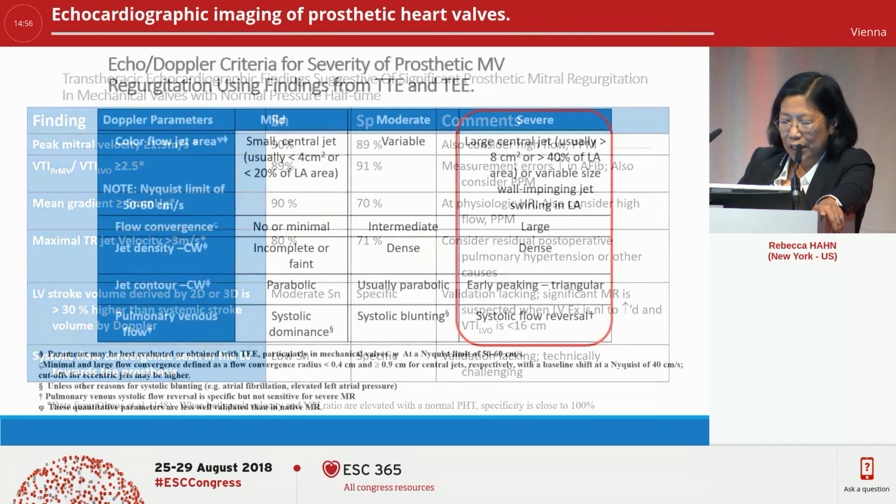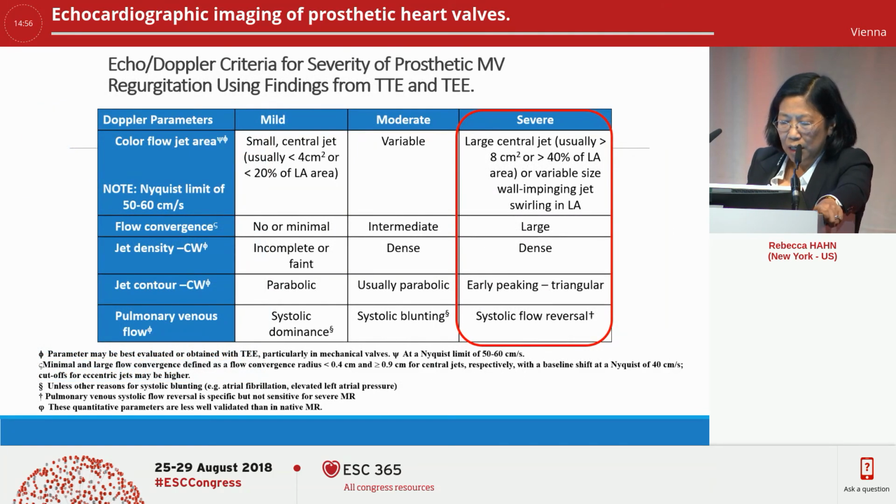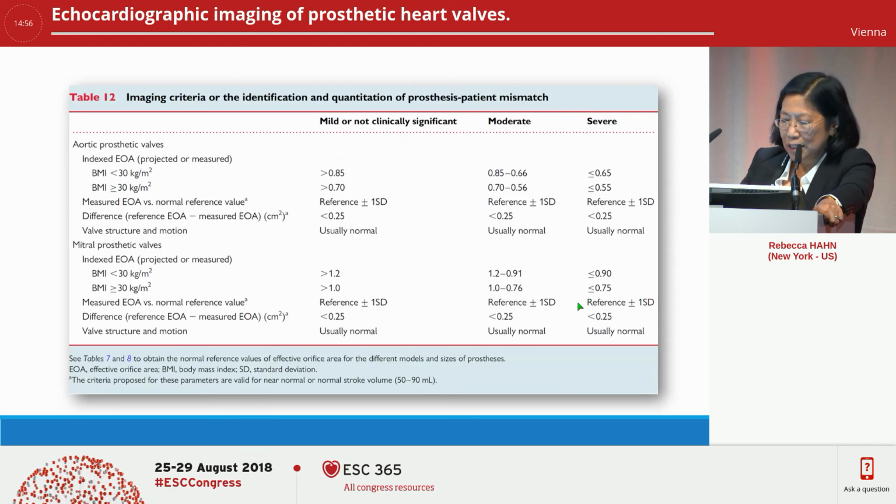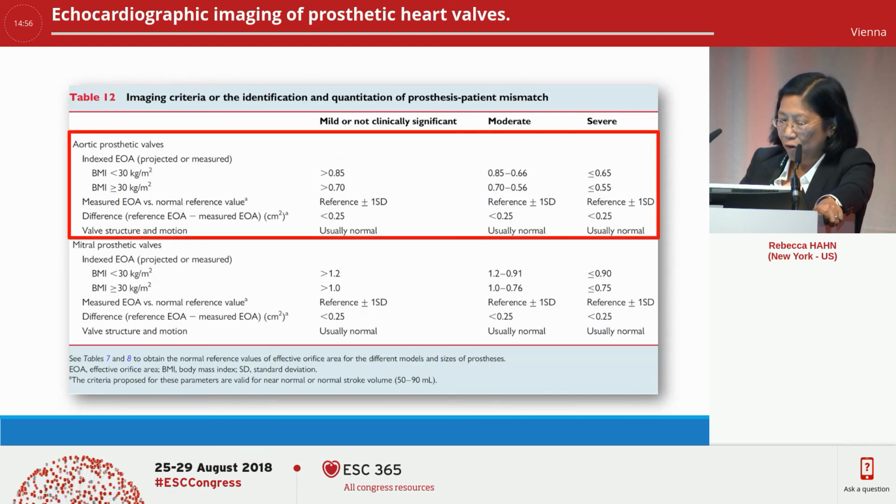All of these criteria obviously come with some reduced sensitivity or specificity. I'm again going to just run through these; they are very standard measures. And then we obviously have both semi-quantitative and quantitative parameters. Again, 0.4 now being the cutoff for EROA in the setting of the same regurgitant volume of 60. And all of these cutoffs are available.